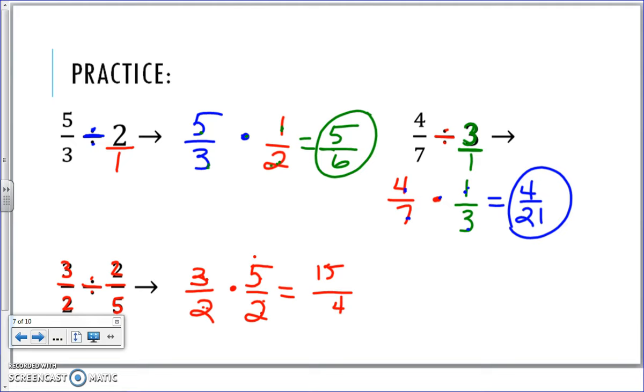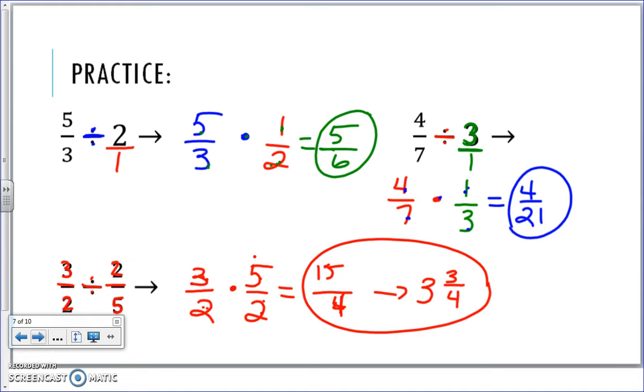Done. Some of your teachers in the past may have had you change that into seeing how many times 4 goes into 15, and they might have said 3 and remainder 3. 4 3 times would be 12, and then 3 more to get to 15, so 3 3/4. Either way is fine. You can leave it either way you would like.